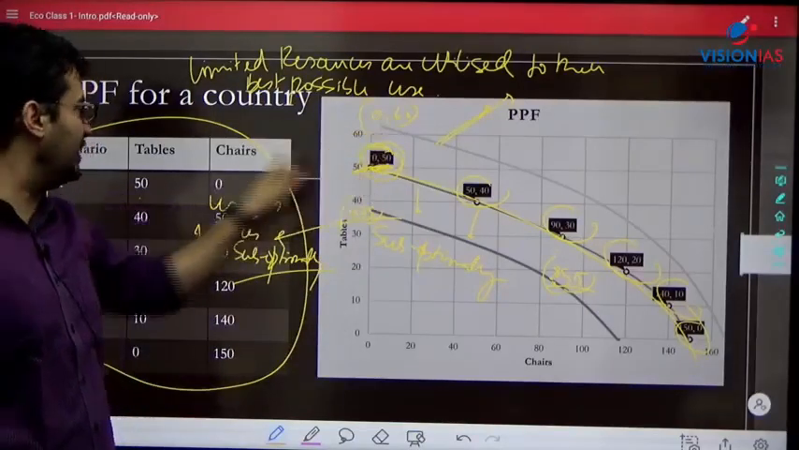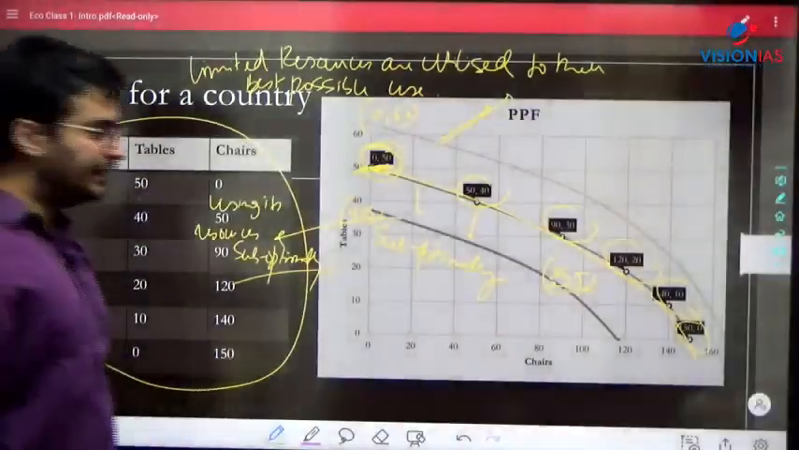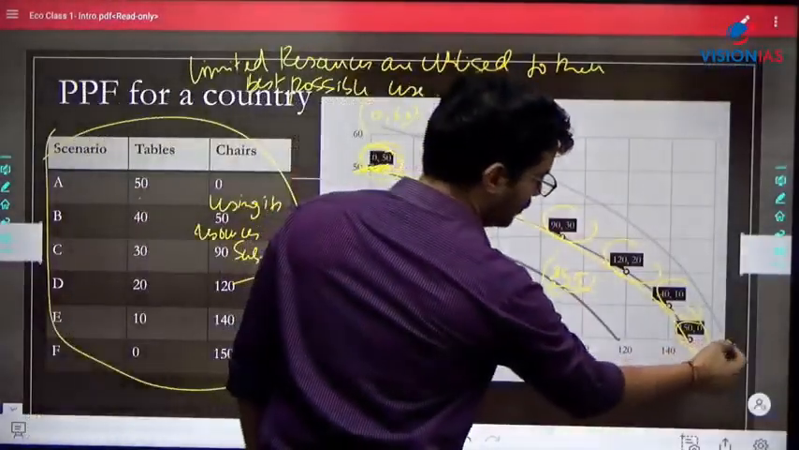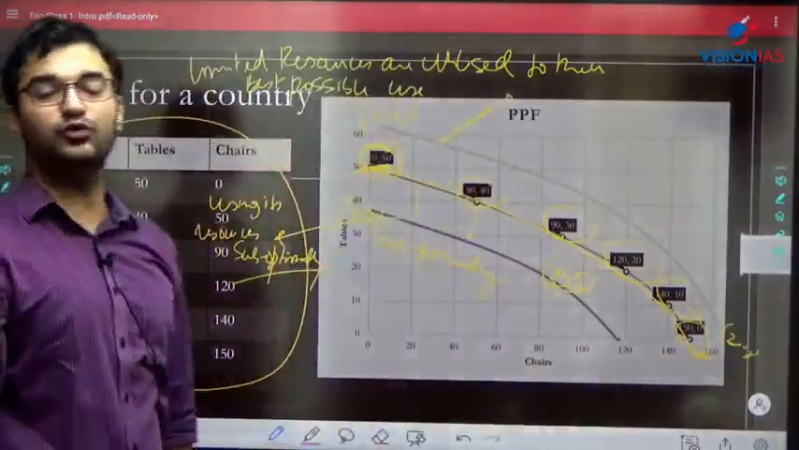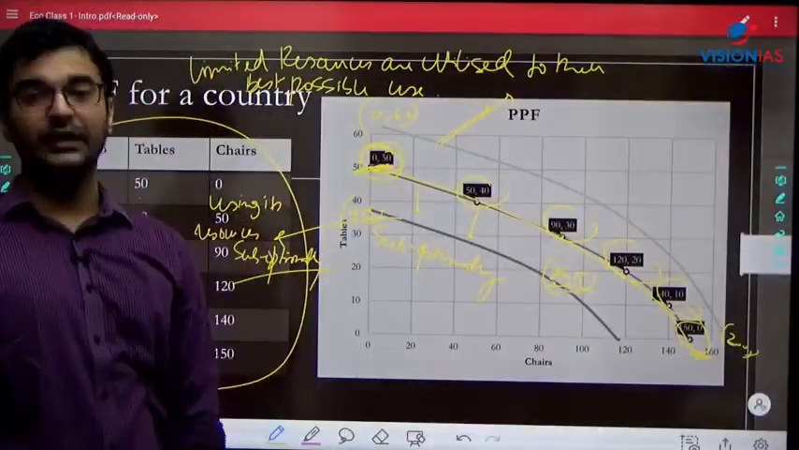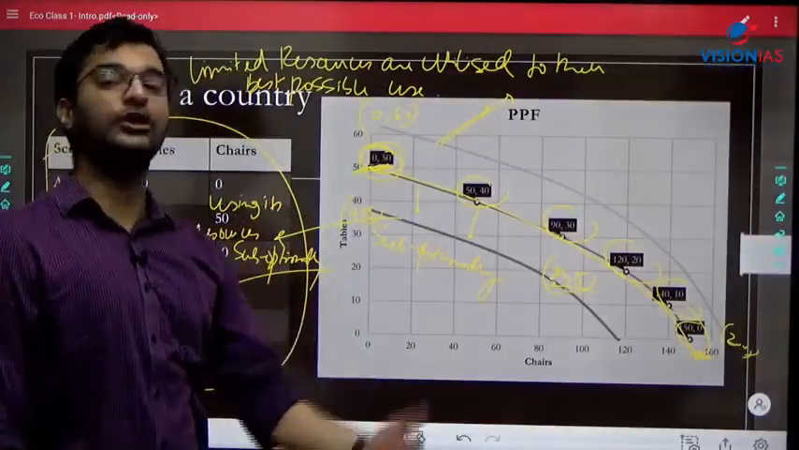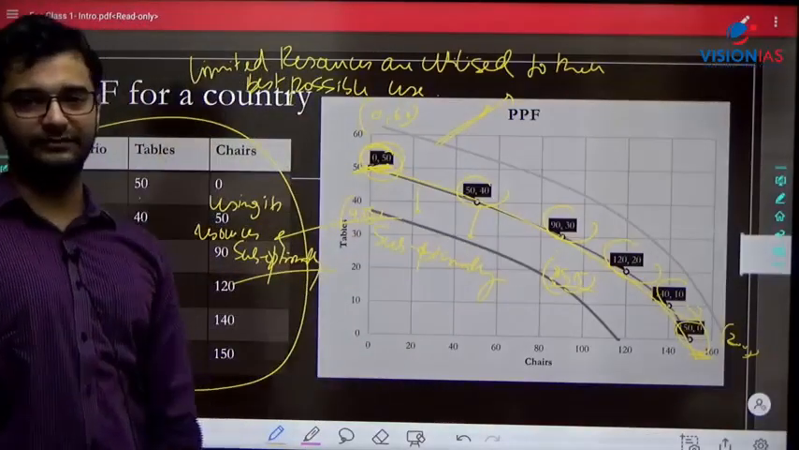It can produce only 50 tables. It cannot produce 60 tables. It cannot produce 200 chairs. It can only produce a maximum of 150 chairs. It cannot produce 200 chairs in the given state of technology. In the given state, it cannot produce more than its production possibility curve.